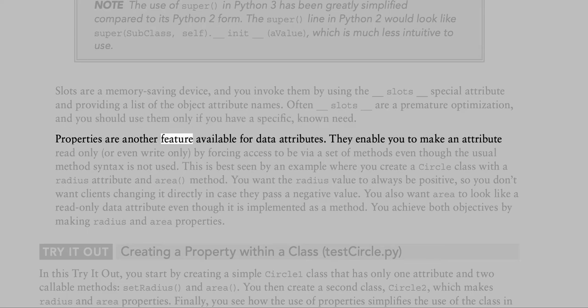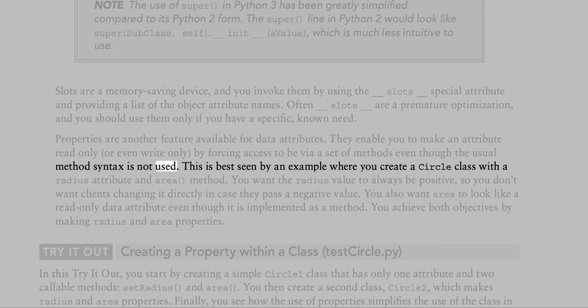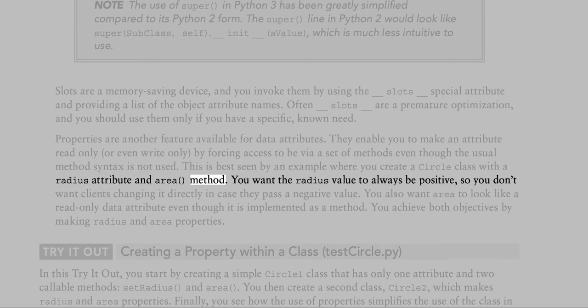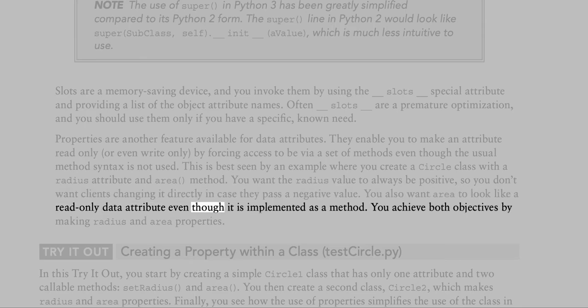Properties are another feature available for data attributes. They enable you to make an attribute read-only, or even write-only, by forcing access to be via a set of methods even though the usual method syntax is not used. This is best seen by an example where you create a circle class with a radius attribute and area method. You want the radius value to always be positive, so you don't want clients changing it directly in case they pass a negative value. You also want area to look like a read-only data attribute even though it is implemented as a method. You achieve both objectives by making radius and area properties.